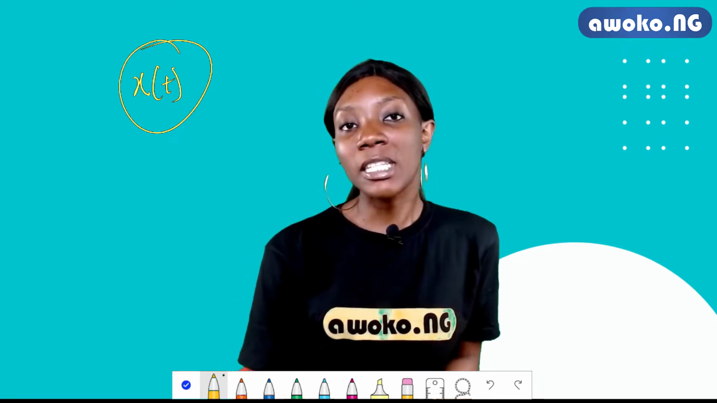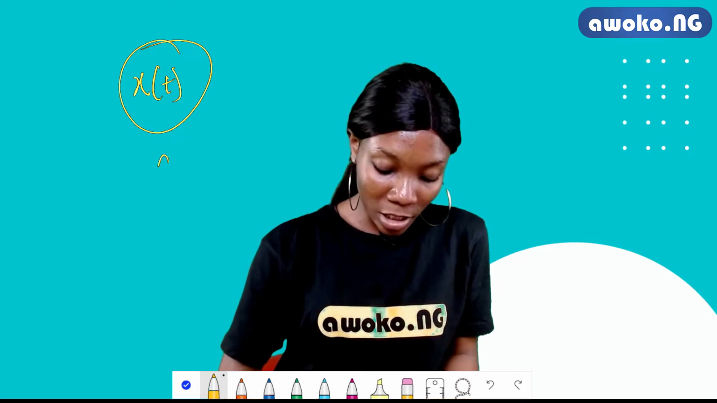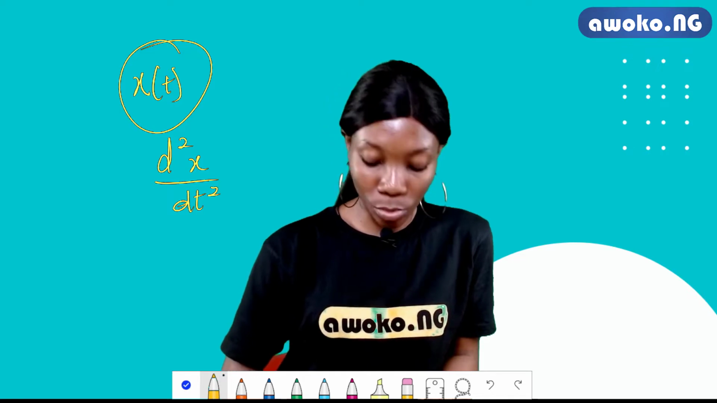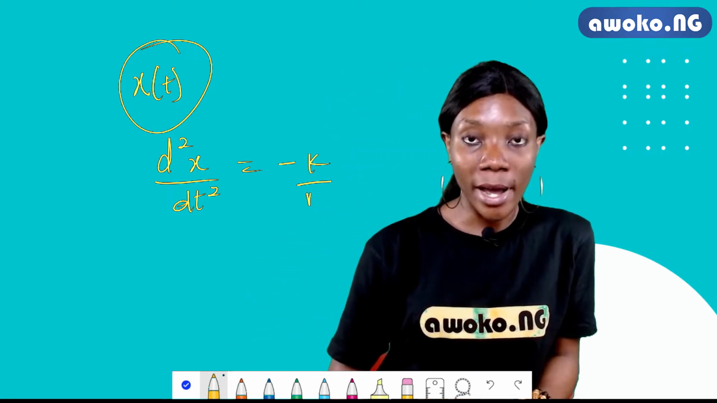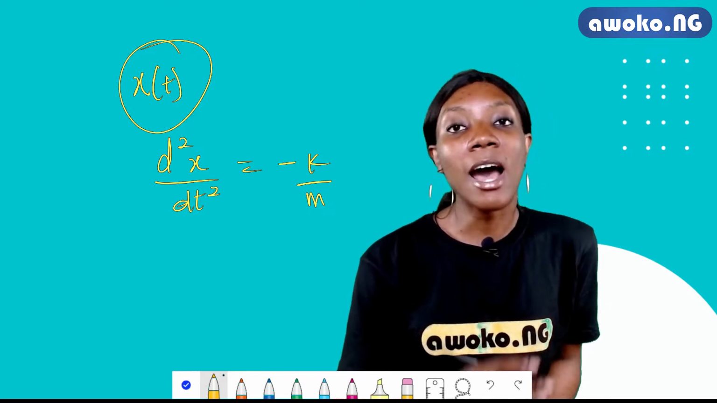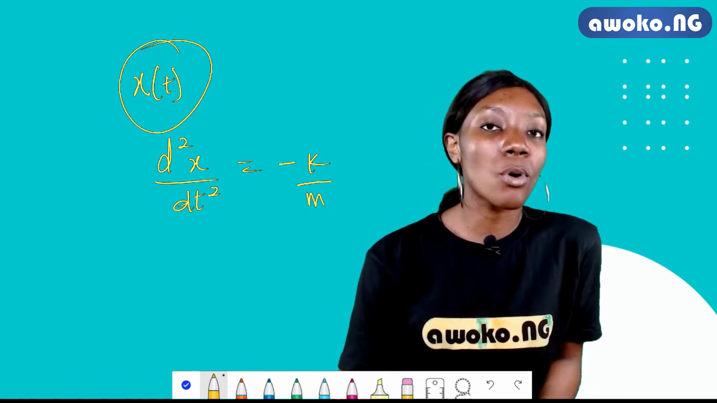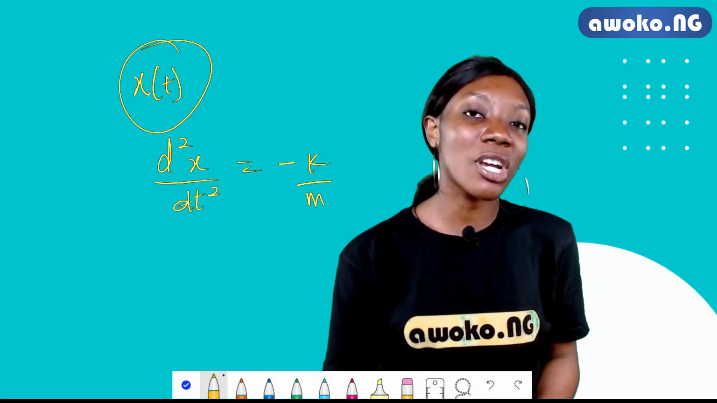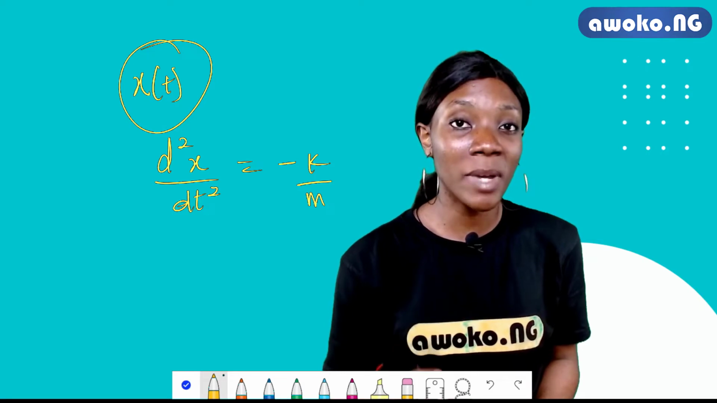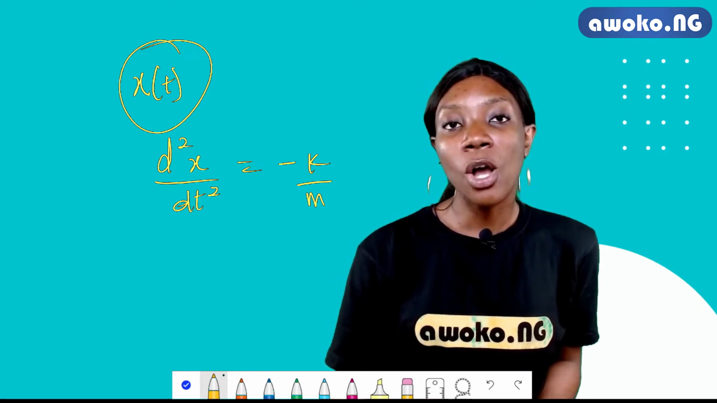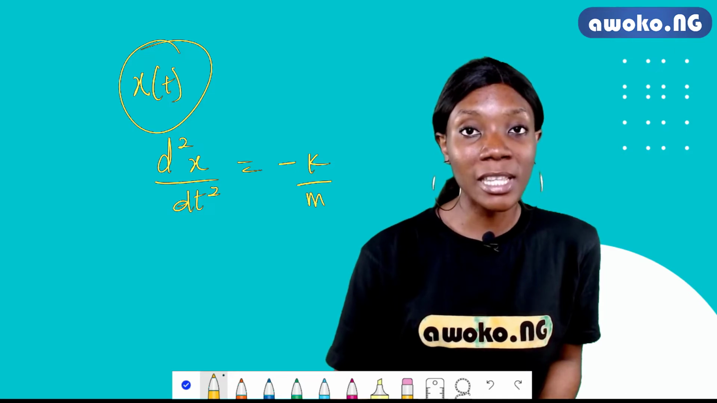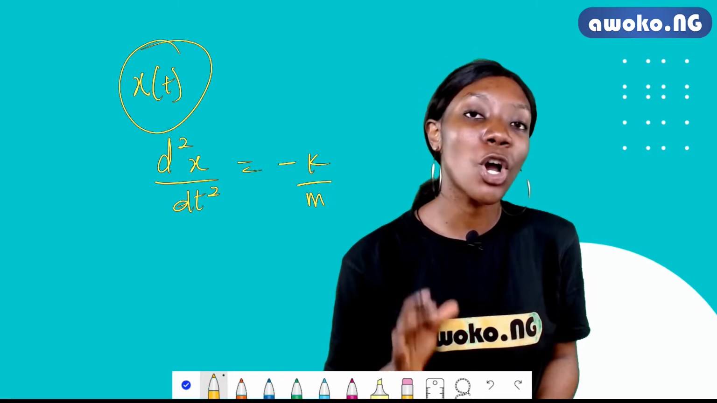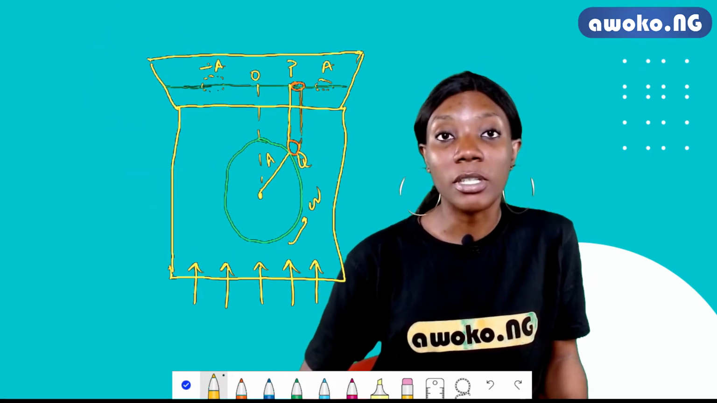The second derivative of this function, written as d square x over dt square, must be equal to minus k over m. As we showed in our previous lesson, the formulas for constant acceleration are no help because the acceleration changes constantly as the displacement x changes. So instead, we'll find x as a function of time by noting that simple harmonic motion is related to uniform circular motion. Let me explain what I just did here.